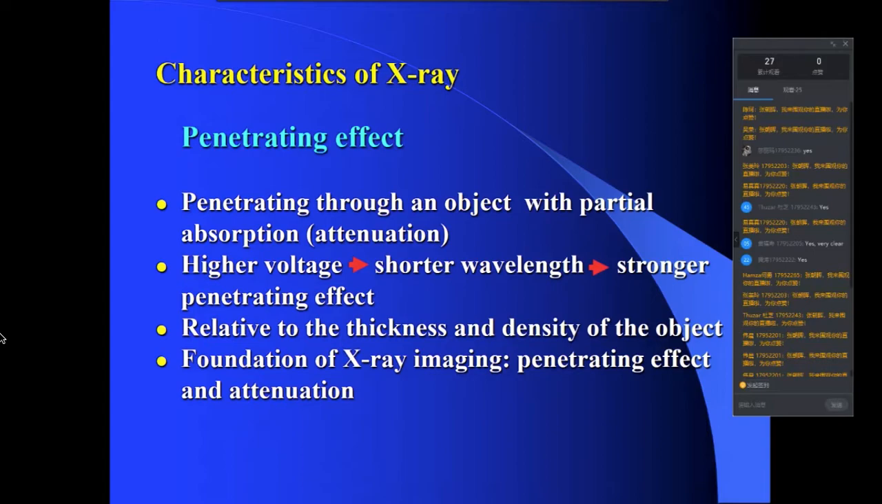Now let's talk about the characteristics of X-ray. X-rays have 4 important characteristics. The first one is the penetrating effect. It means X-ray can penetrate through an object, but this is accompanied by a partial absorption, which is called attenuation.